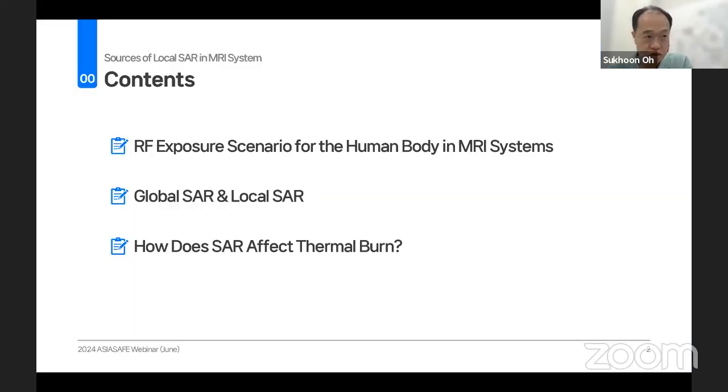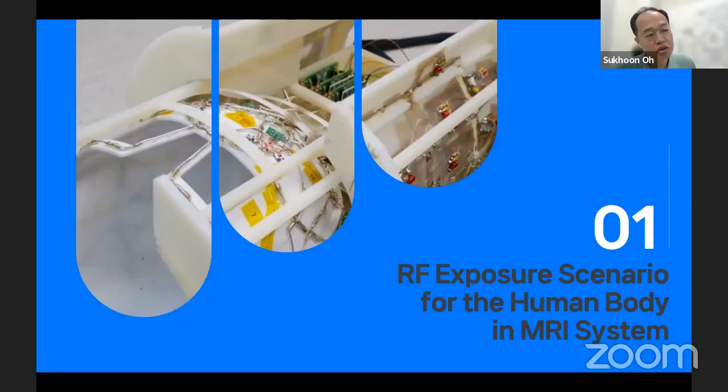The content of my presentation is as follows. I will firstly introduce the RF exposure scenario for the human body in MRI systems, and then define and classify the global SAR and local SAR. Then I will explain how the SAR affects the thermal burn during MR scan. Okay, let's just start with an introduction to the RF exposure scenario for the human body in MRI system.